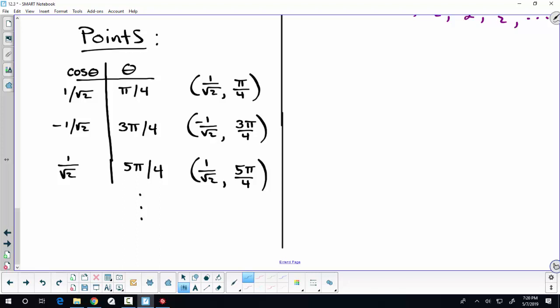Wait, cosine of 5 pi over 4 is what? Negative root 2 over 2, because 5 pi over 4 is in the third quadrant. Okay, so now, are any of those points the same? The first and third points are the same. These are the exact same point.